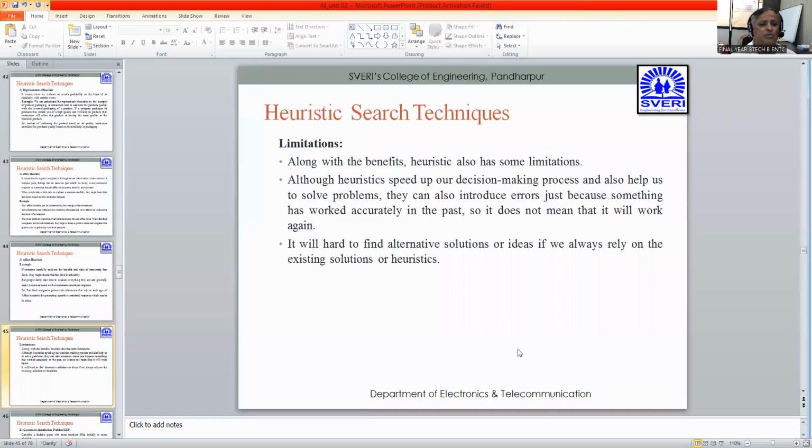There are limitations of this heuristic technique. The limitations include the speed of the decision making process. Although it helps to solve problems, it may introduce errors. Just because something was accurately done in the past, it does not mean that it will work in the present. Then it will be hard to find alternative solutions or ideas if we rely on the existing solution or heuristic. So there are mostly two types of limitations as far as heuristic search is concerned.